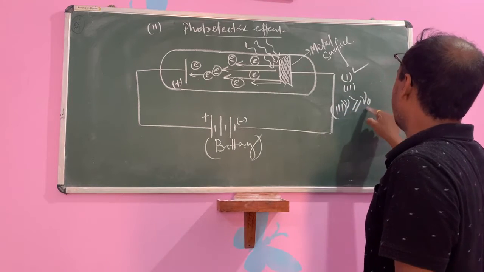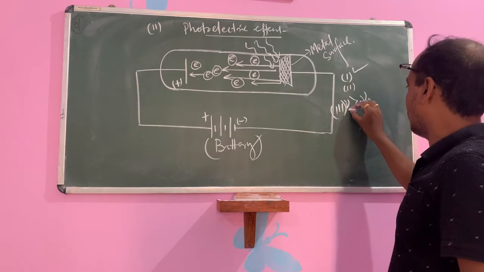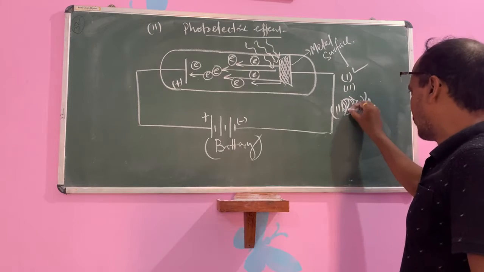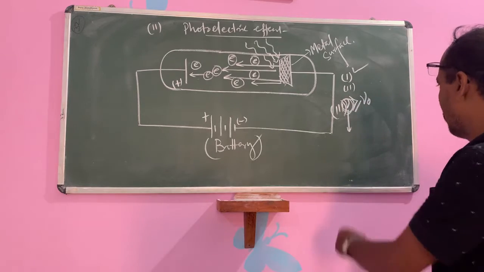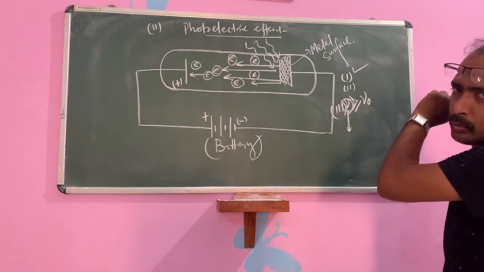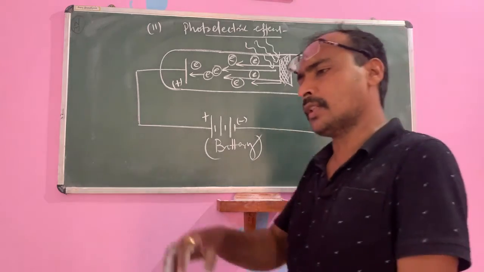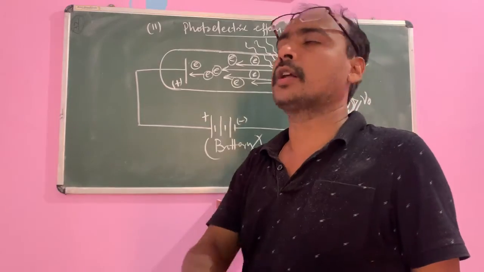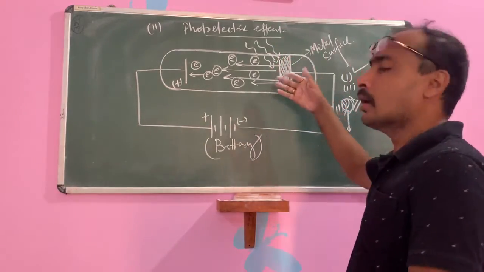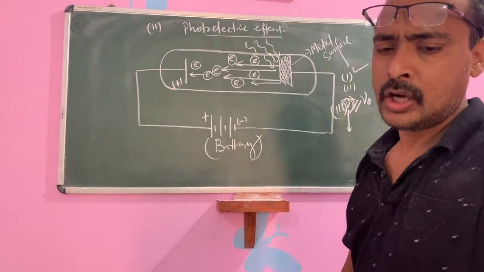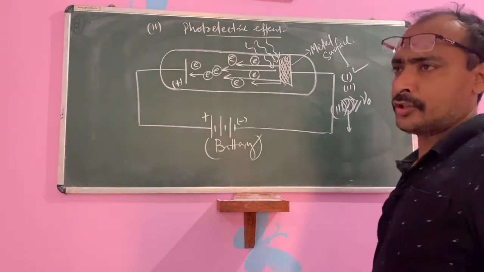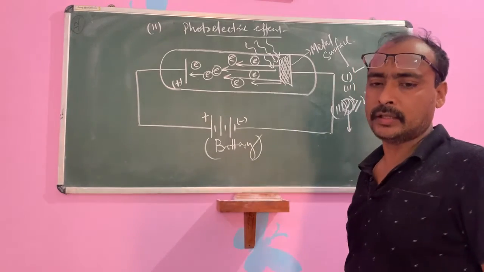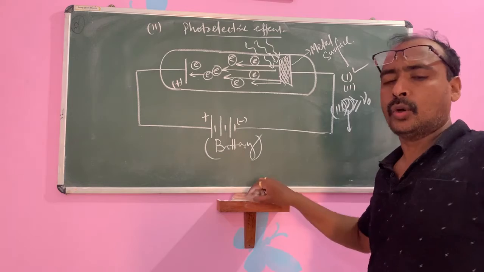Threshold frequency: the photoelectric frequency should be greater than or equal to the threshold frequency ν0. Threshold frequency is the minimum frequency above which the ejection of electrons takes place from the metal surface. So these are the most important results of the photoelectric effect.